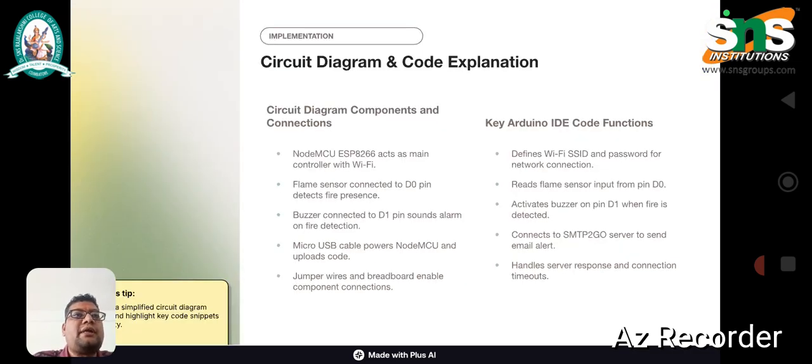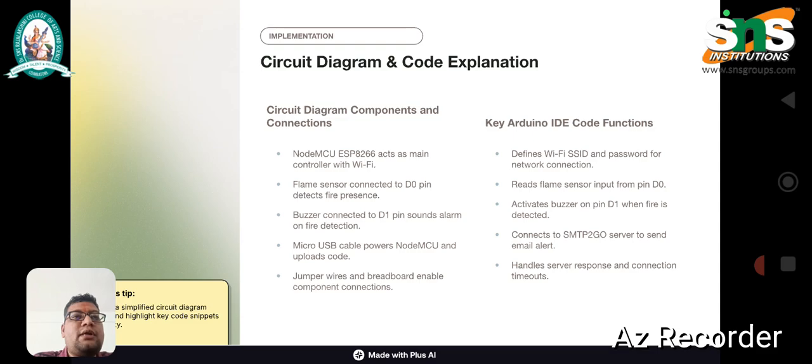Circuit diagram and code explanation. In the circuit diagram, we connect the NodeMCU Wi-Fi device to the flame sensor. The flame sensor's D0 pin is connected to the input of the NodeMCU, and the buzzer is connected to the NodeMCU's D1 pin. When the signal is 0, it automatically runs the buzzer sound.